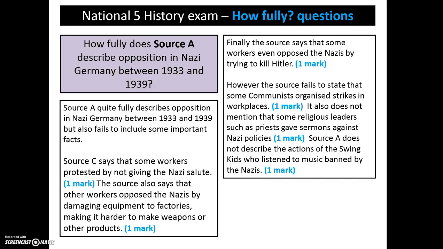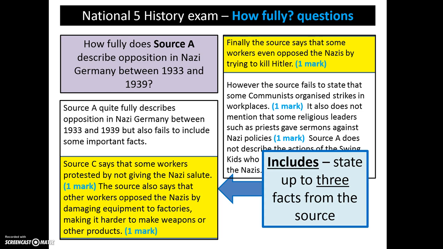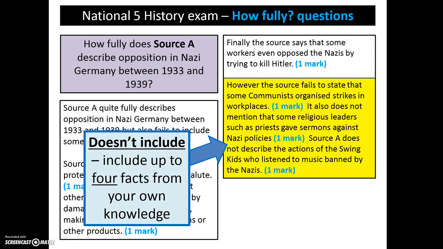Let's look at the answer then in summary. Remember, we use the AID acronym. We start off with our answer. We clearly answer the question. We then move on to the I of AID, which is includes, and we talk about what the source is telling us. And D, doesn't include, we talk about what's missing from the source, but you know from your own knowledge.